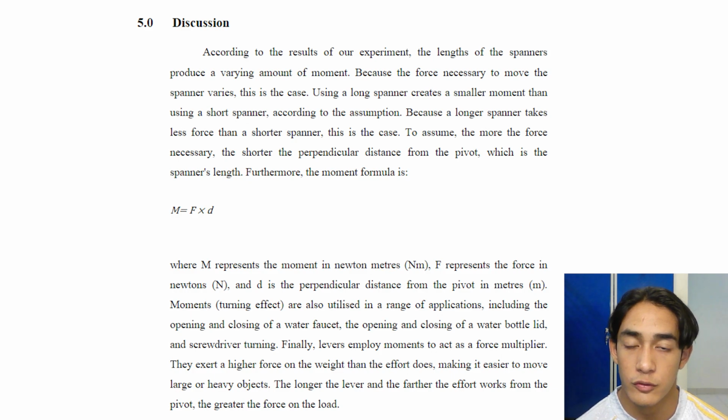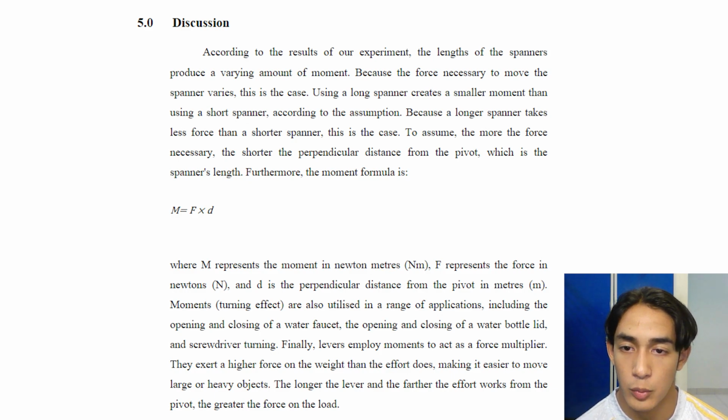Furthermore, the moment formula is M equals F times d, where M represents the moment in Newton meters, F represents the force in Newton, and d is the perpendicular distance from the pivot in meters. Moments or turning effect are also utilized in a range of applications, including the opening and closing of a water faucet, the opening and closing of a water bottle lid, and screwdriver turning.